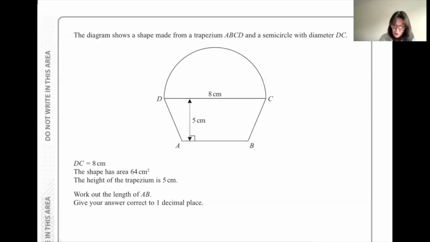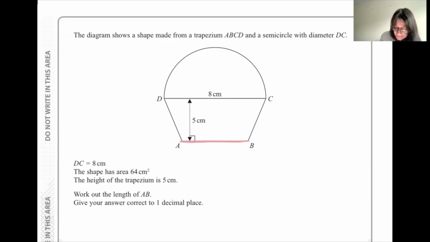Okay, so I have got a semicircle and a trapezium. I've been given lots of information about the diagram, but it's not giving me anything that's not already there. DC is 8 and it is 8, but always go back and check, because if they've chosen not to put it on the diagram, you really want to add it. The shape has an area of 64, so that's the whole shape, semicircle and trapezium. The height of the trapezium is 5, and we are being asked to work out the length AB. So I'm just going to pop that there.